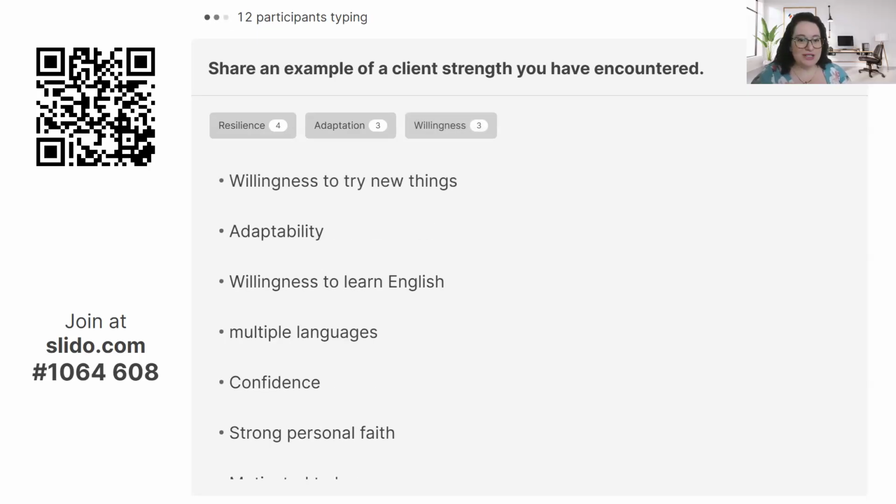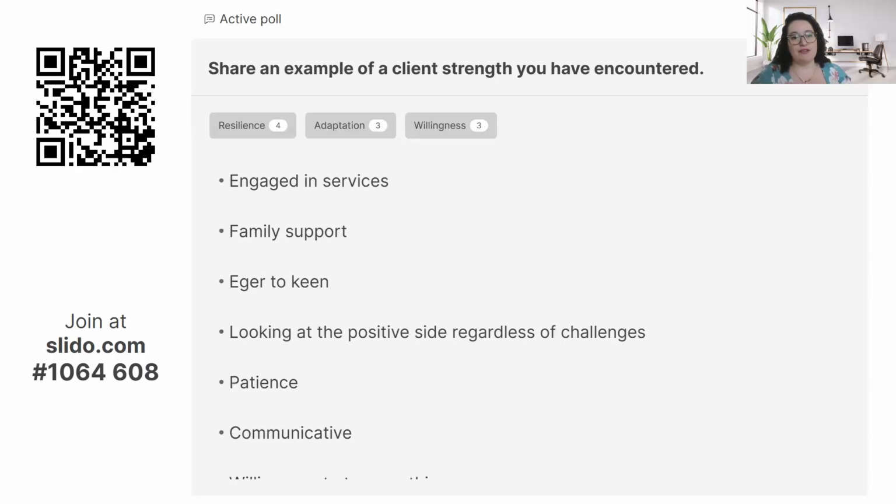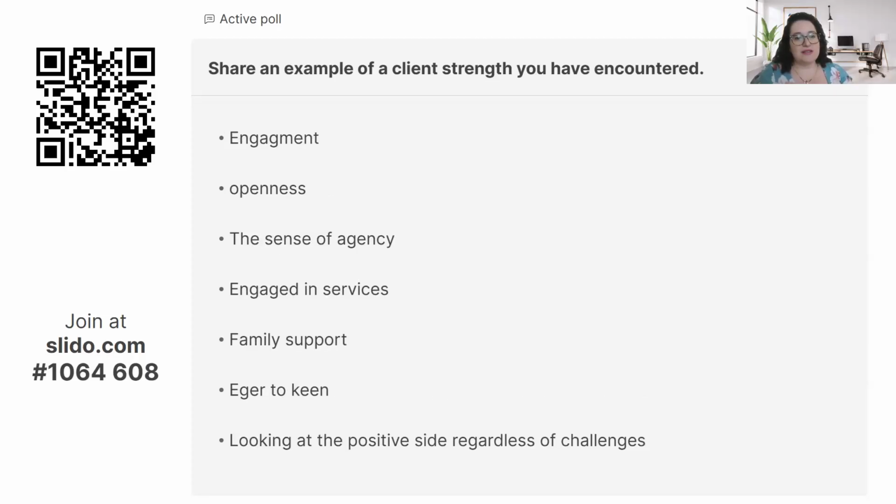Confidence, multiple languages, absolutely. That's a really important one to reflect back to refugee and newcomer clients who are often feeling, I wish I knew English better. Engaged in services, have a sense of agency, their openness to try new things. Absolutely.